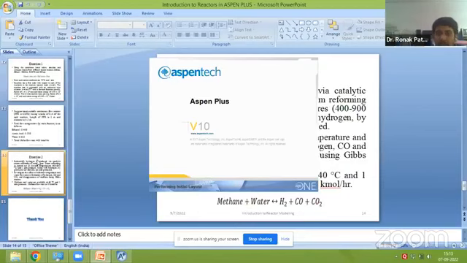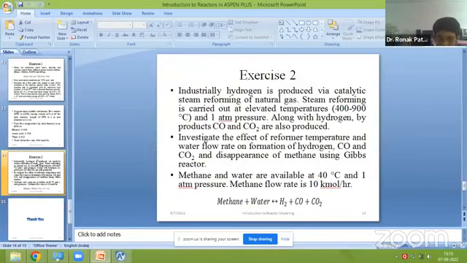I have considered methane steam reforming because the majority of the hydrogen produced in industry is by steam reforming of natural gas, and methane is a major component of natural gas. The reaction is methane plus water giving H2, CO, CO2. This is not actually a balanced reaction, because there are around 13 to 14 reactions taking place simultaneously. These are the products which are going to form, and these are the reactants which are going to take part in the reaction.